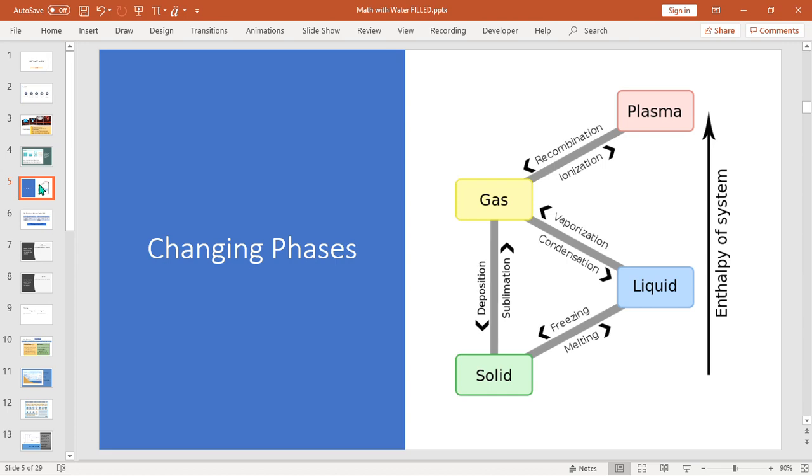Okay, so when we change phases, that means we're going from different states of being. The main ones we look at are between solid and liquid, where you are either freezing in one direction or melting in the other. And likewise between liquid and gas, where we condense or vaporize. We're not going to look at recombination or ionization. We're not making plasma here, and very rarely do we deal with the situation where you go directly from gas to solid, bypassing the liquid state.